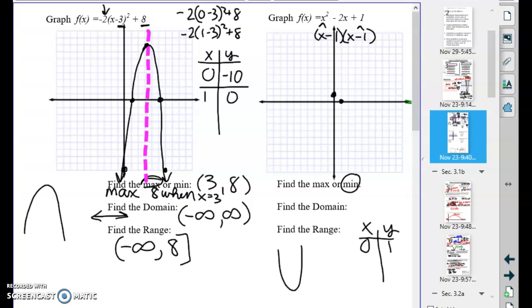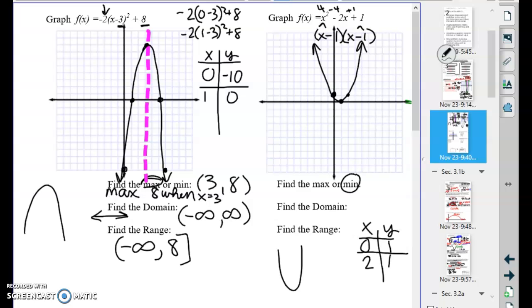Okay, so let's try plugging 2 in, and I'll show you that we've already found the vertex. I'm going to plug in 2. So 2 squared is 4, minus 2 times 2 is 4, plus 1. Oh look, that's 1 as well. Okay, so here it is. So I can see now that I have a parabola.